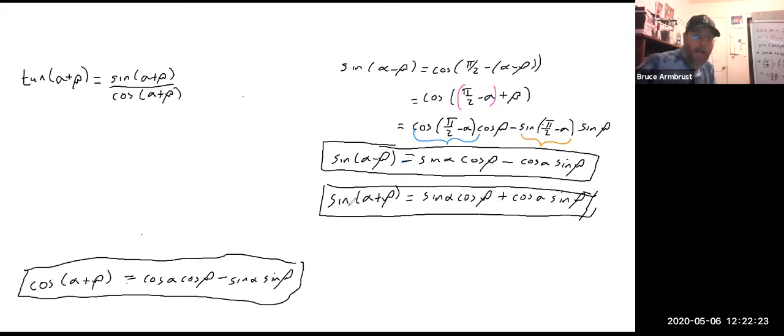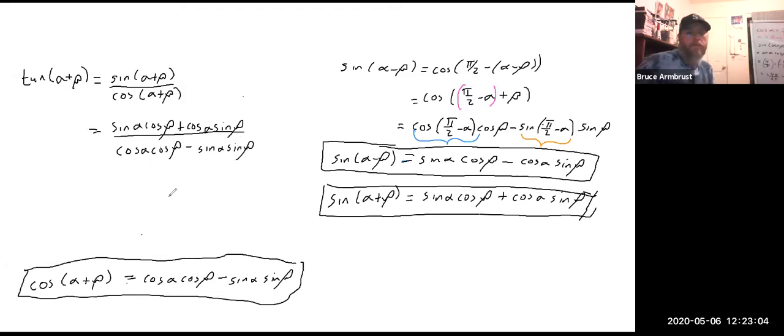And now we'll take the identity that we just developed for sine of alpha plus beta, and we'll divide that one by the identity for cosine of alpha plus beta. So this is going to look like sine of alpha cosine beta plus cosine alpha sine beta. So that was the identity for the sum of angles for sine. And then I'm going to divide that by the sum of angles identity for cosine, which looks like this.